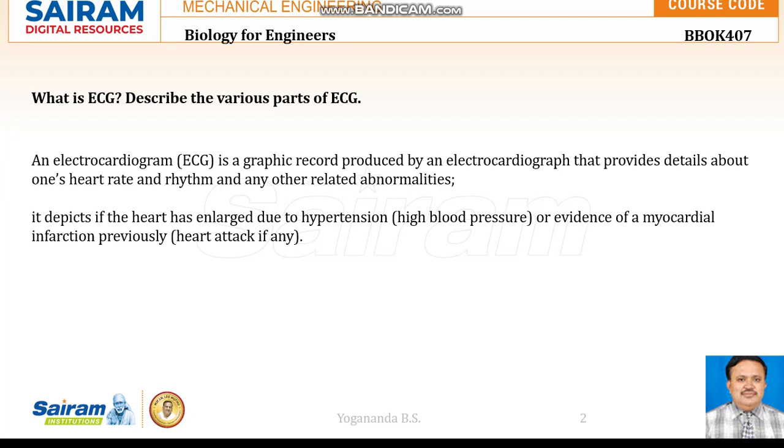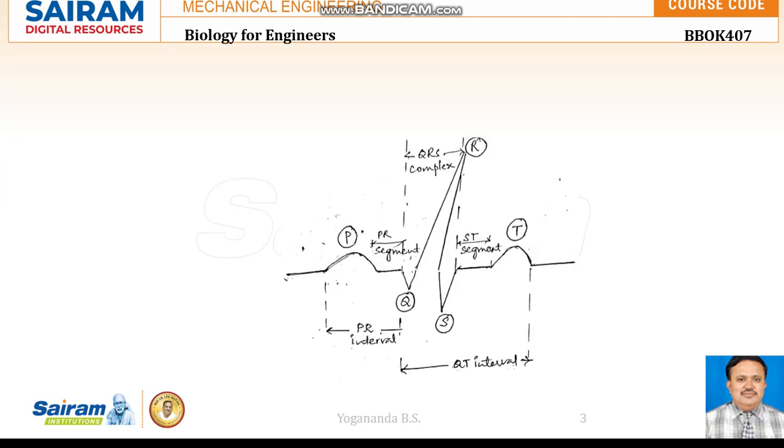So ECG depicts if the heart has enlarged due to hypertension, that is high blood pressure, or evidence of a previous myocardial infarction, that is heart attack, if the person had any earlier. The ECG graph is shown in the figure with the key points P, Q, R, S and T.